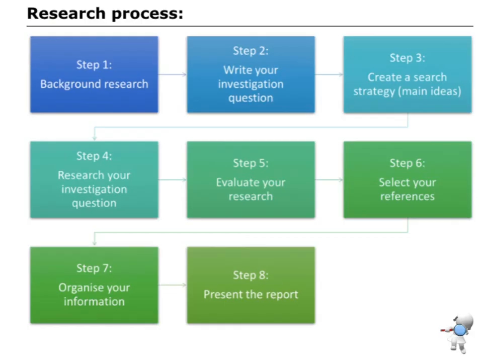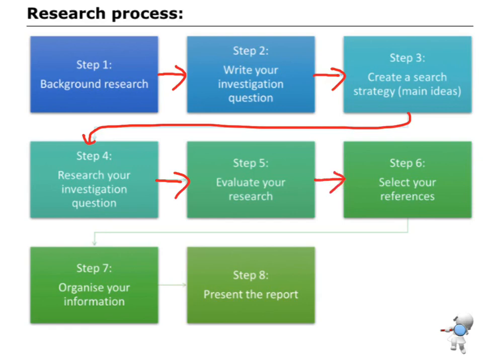So the research process. So this is our process. So the first step is to do some background research. Then we're going to go and write our investigation questions. We've got to find a search strategy. So that's looking at the main ideas. Then we come down and research our investigation question. We need to evaluate that research. We've got to look at that research that we gather and talk about how good that research actually is. Then we need to select our references. Then we go on to organise the information, and then we can present our report.